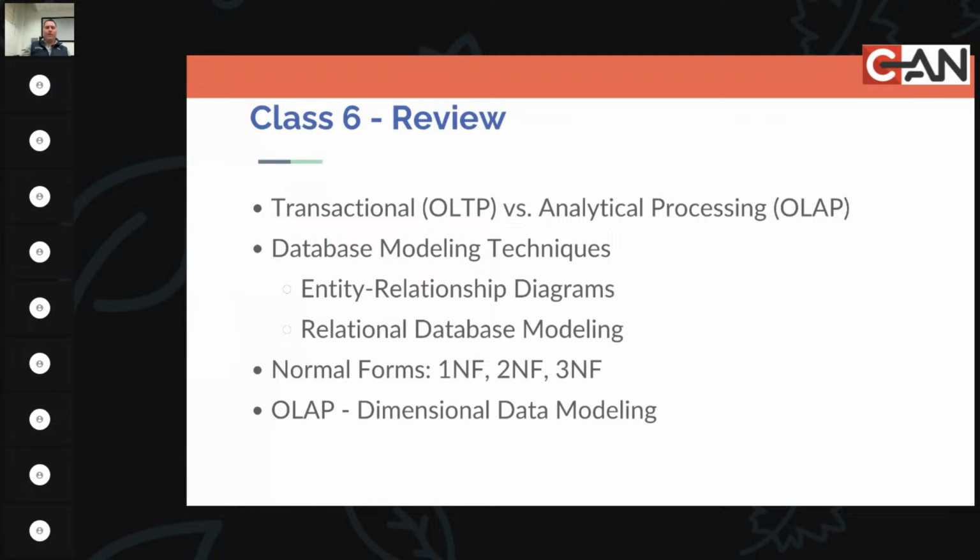Okay, so today, going over OLTP versus OLAP, analytical processing. Somebody tell me, what is a common use case for OLTP?